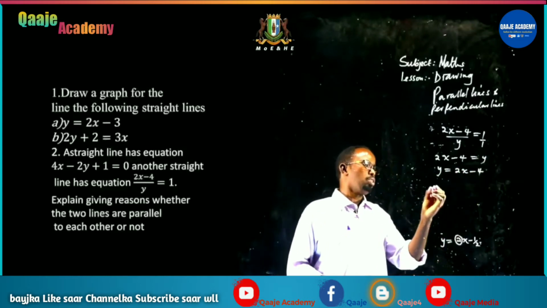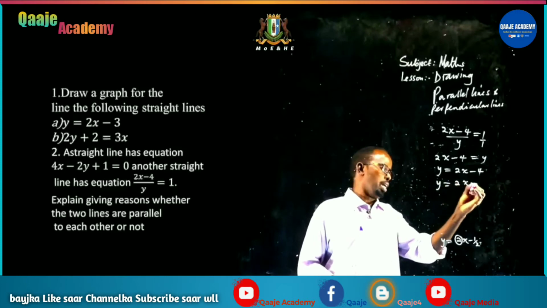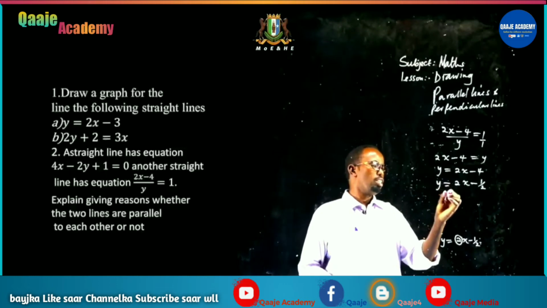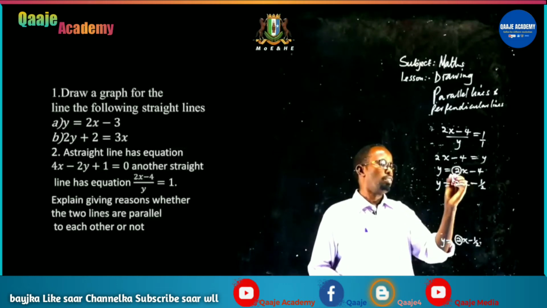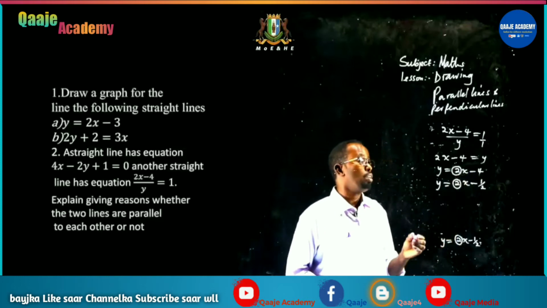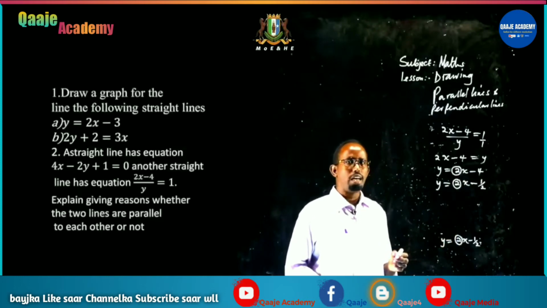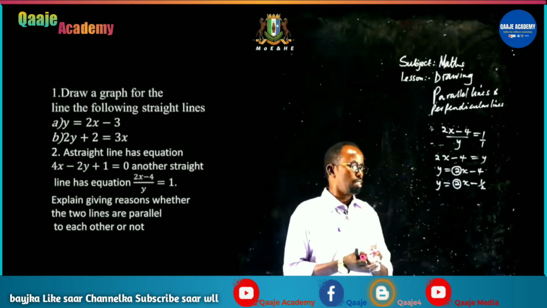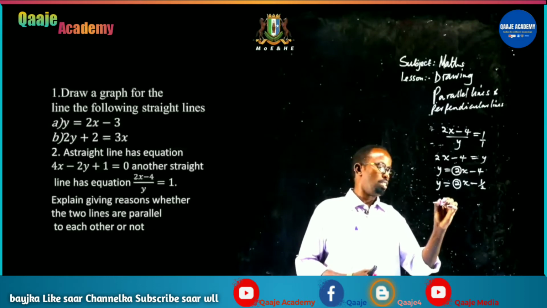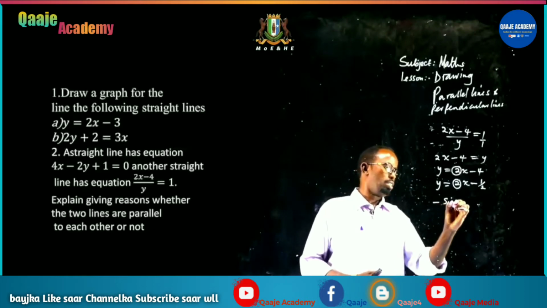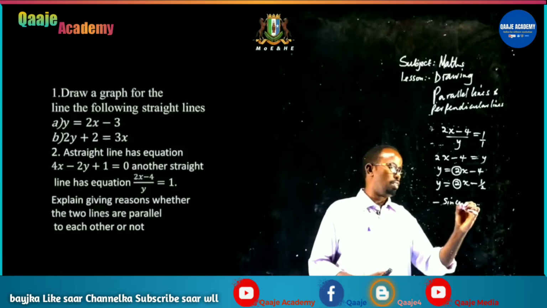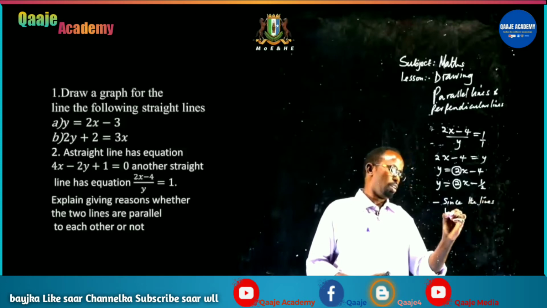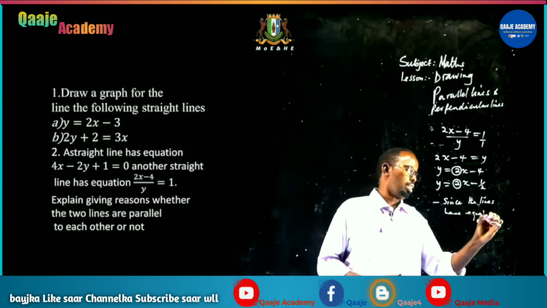And our first line was y is equal to 2x minus half. Since parallel lines must have equal gradients, these two lines have equal gradients. We have 2 and another 2, meaning the first line and the second line are parallel, since the lines have equal gradients.